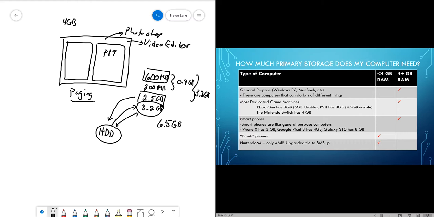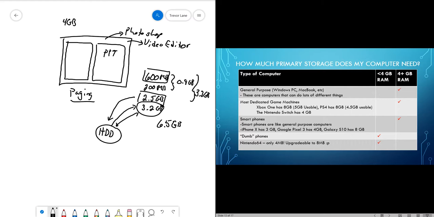So most dedicated game machines, your Xbox One rocks an 8 GB amount of memory, but only 5 GB usable. PS4 similar, but only 4.5 GB. Nintendo Switch has a whopping 4 gigs. That's the end of the story.